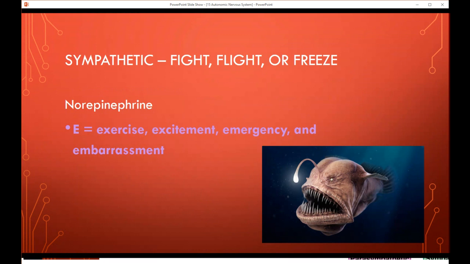So what happens to your body physiologically during those times? When you exercise, your respiratory rate increases, right? Also when you're excited, or if there's an emergency, or if you're embarrassed, okay? That's where hyperventilation sometimes happens during embarrassment, right? So we start to ventilate or have a higher respiratory rate. So we start to breathe faster, okay?